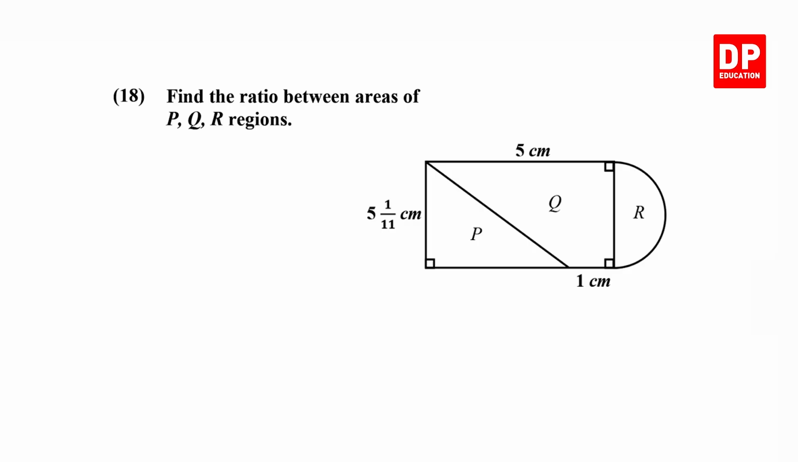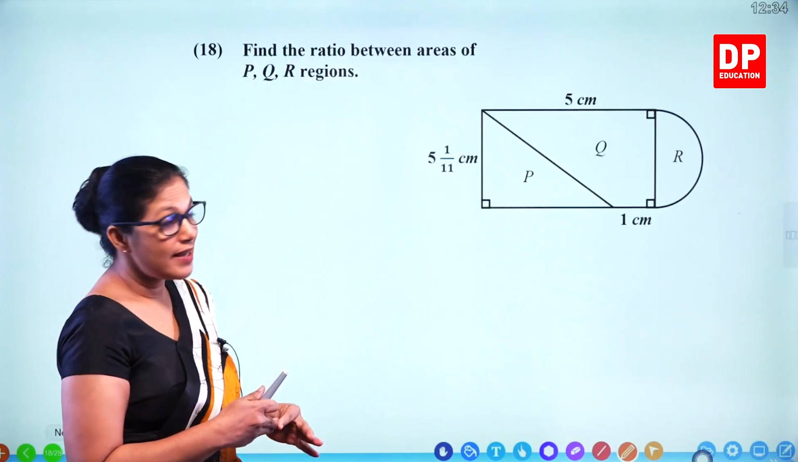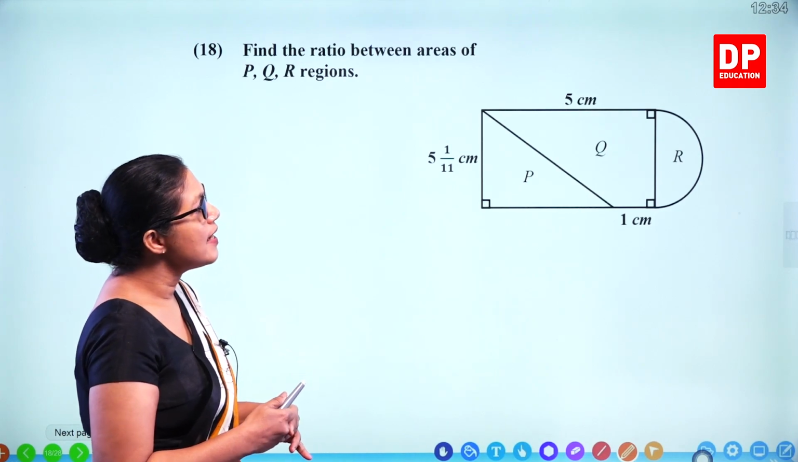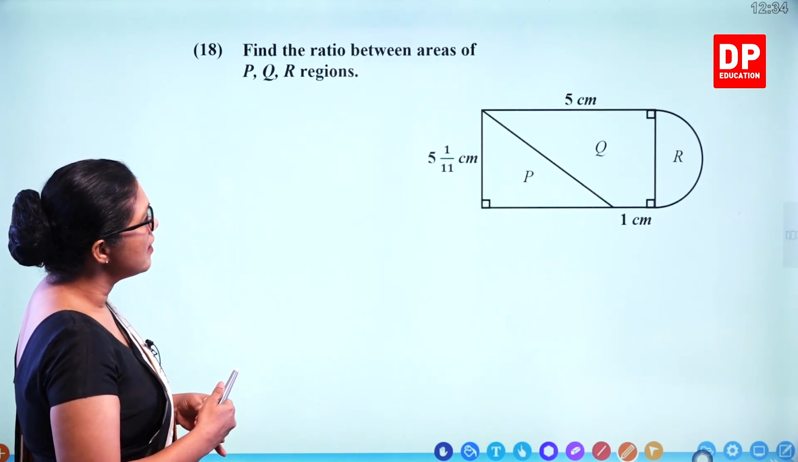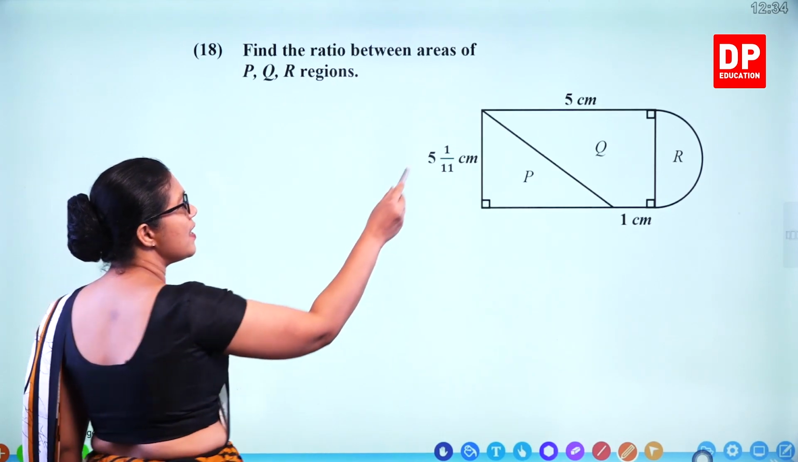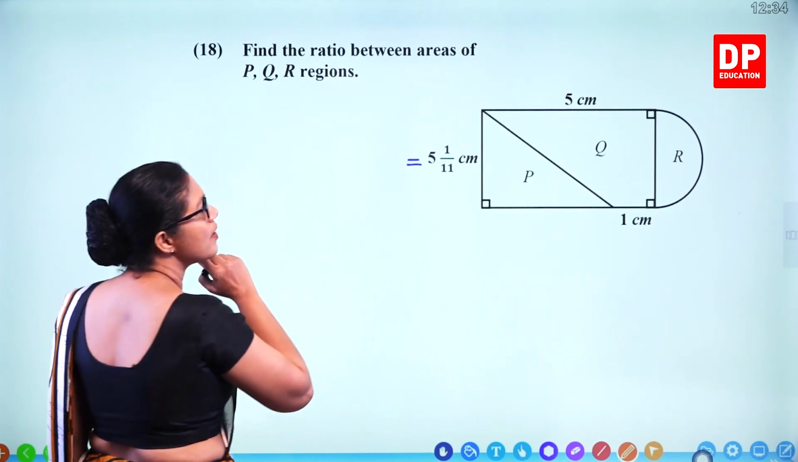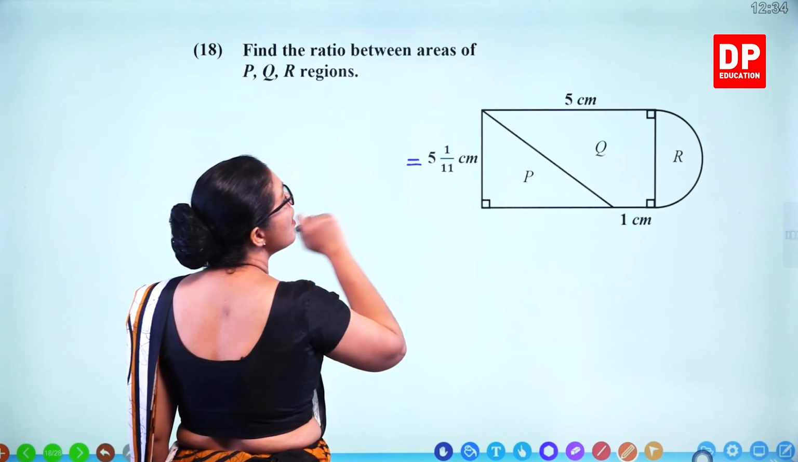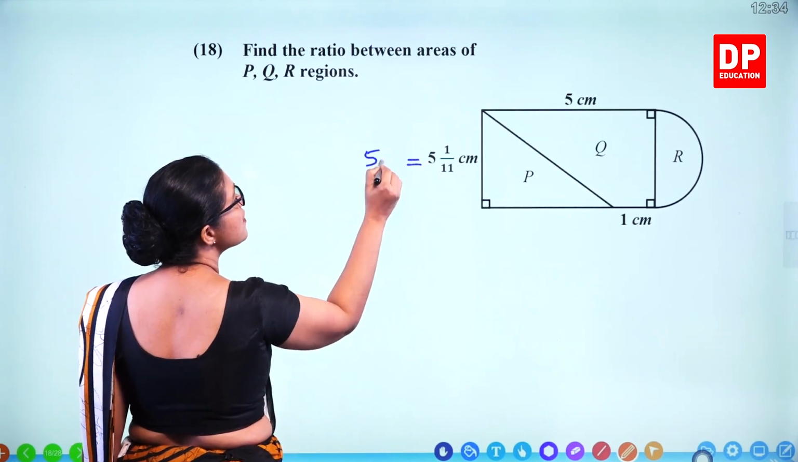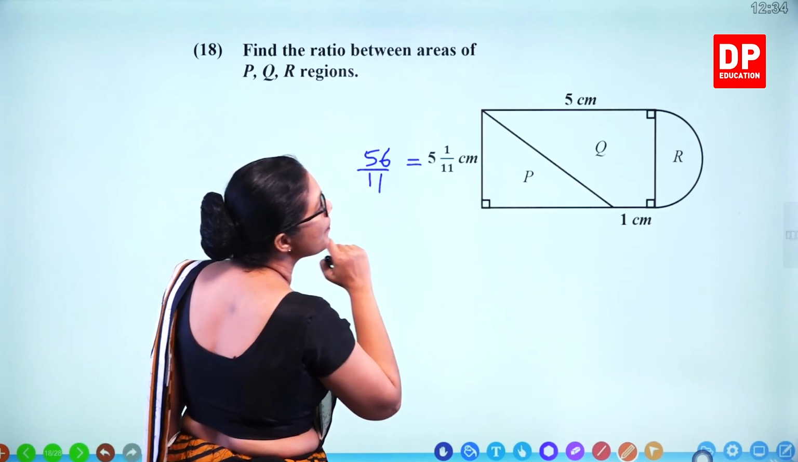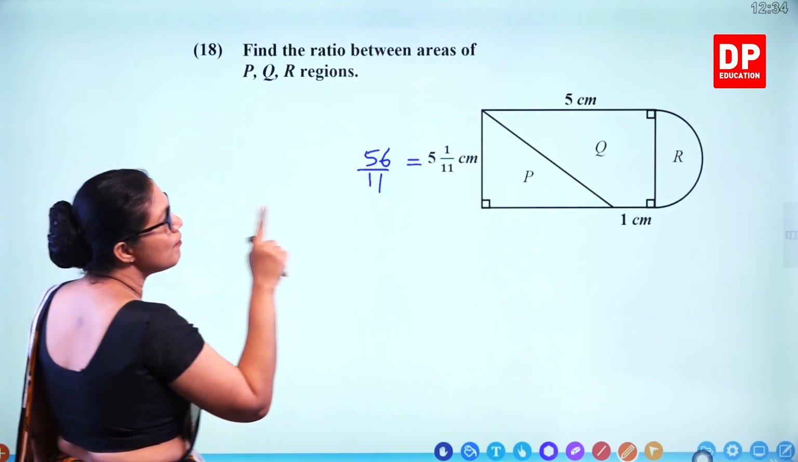Question number 18. Find the ratio between areas of PQR regions. So P is a triangle, Q is a trapezium, and R is a semicircle. So we have to find out areas. This is given in a mixed number, so it's easy to convert to improper fractions. 11 times 5, 55 plus 1, 56 over 11. Then we can find out the area.